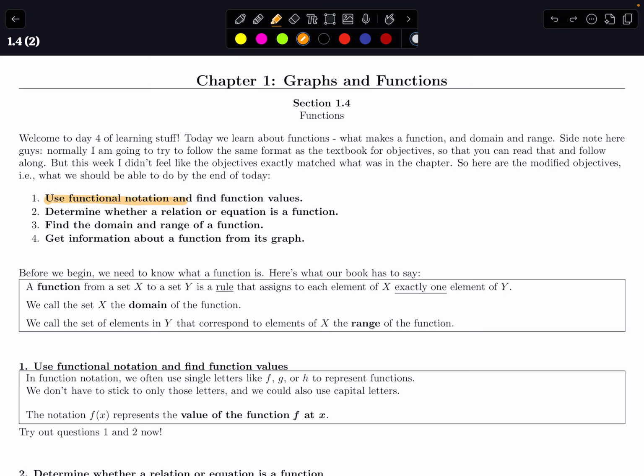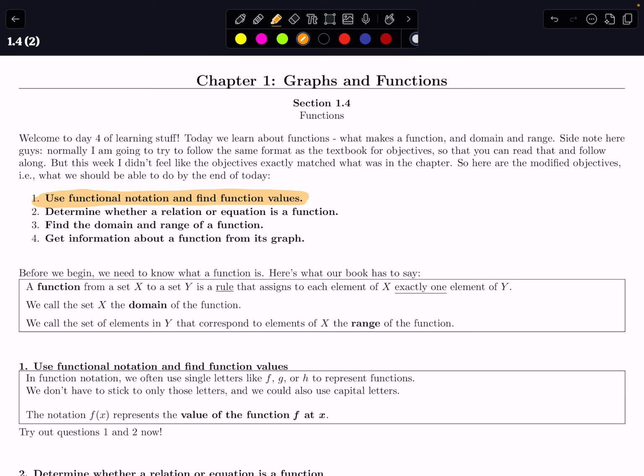Okay, so number 1, what we're learning is how to use functional notation and find function values. Number 2, we're learning to decide whether a relation or equation is a function or not. Number 3, how to find the domain and range of a function. And then number 4, how to get information about a function from its graph. So those are the 4 things. In this first video, we're going to focus on functional notation and then finding function values. Pretty easy stuff, but it's kind of fundamental to understand what a function is in this first video.